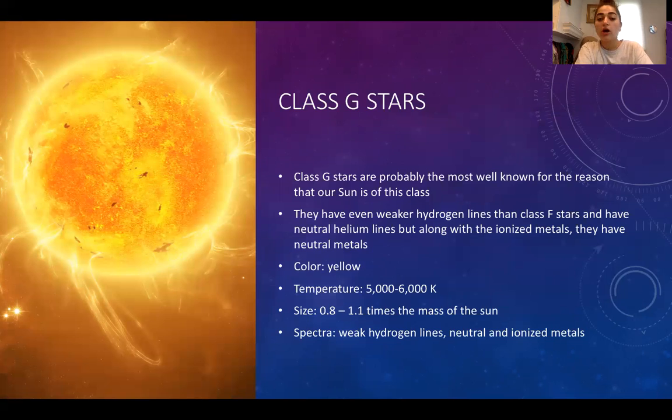Class G stars are well known for the reason that they are our sun. Our sun is of this class, so that is a way that people remember. They have even weaker hydrogen lines than class F stars and neutral helium lines, but along with their ionized metals, they also have neutral metals. So their color is yellow. Their temperature is around 5,000 to 6,000 Kelvin. The size is about 0.8 to 1.1 times the mass of the sun. And they have weak hydrogen lines, neutral and ionized metals.